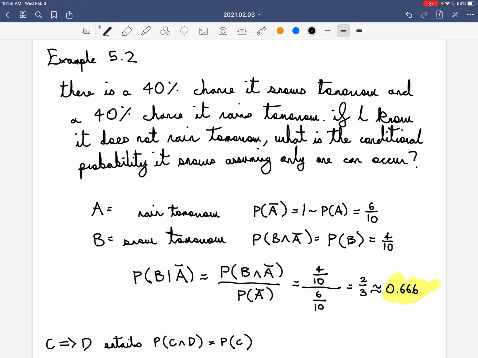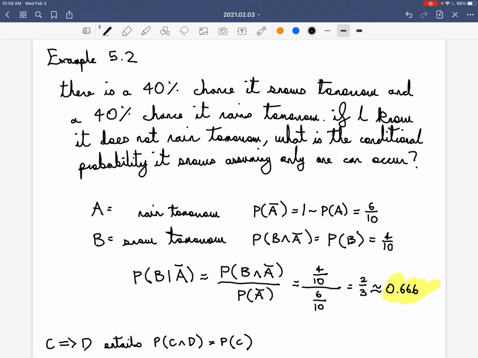So let's go about trying to figure this out. So the probability of A complement, we know by our basic formula, is 1 minus the probability of A. So there's a 40% chance it rains tomorrow. So 1 minus 4 over 10 is 6 over 10. So the probability of A complement is 6 over 10.